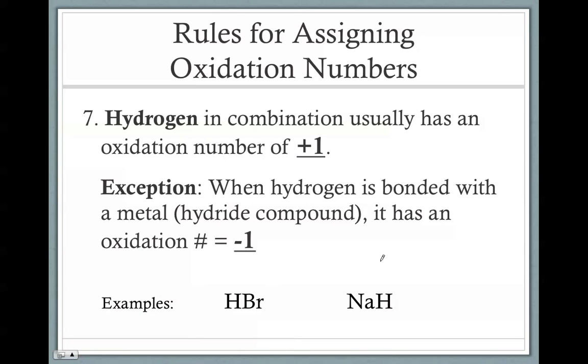Hydrogen, most of the time, is going to have an oxidation number of +1. The exception is when it's bonded to a metal and it takes on an oxidation number of -1. So in this first example, hydrogen is bonded to a nonmetal, so it's going to take on a +1 charge. Here the hydrogen is bonded with a metal, so because of that, it's going to take on a -1 charge. Most of the time we're dealing with it being bonded to other nonmetals. For the most part, it's going to be pretty rare when we come across a metal hydride compound.